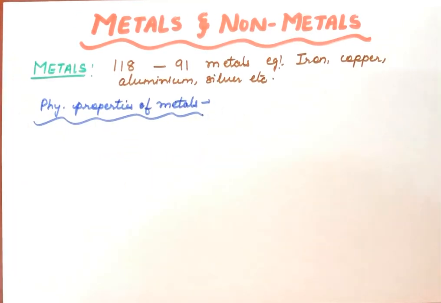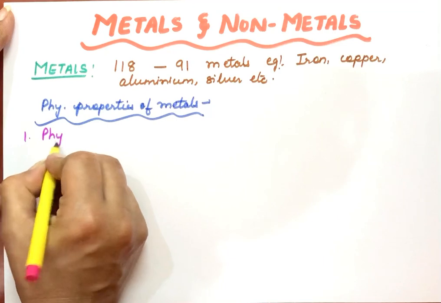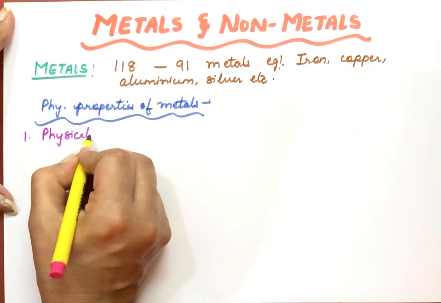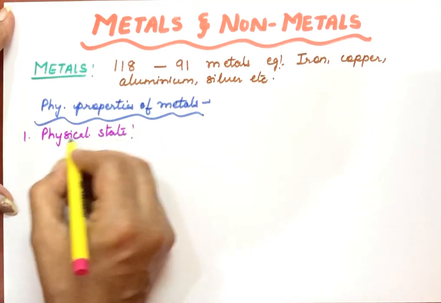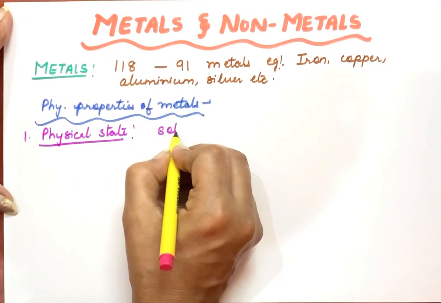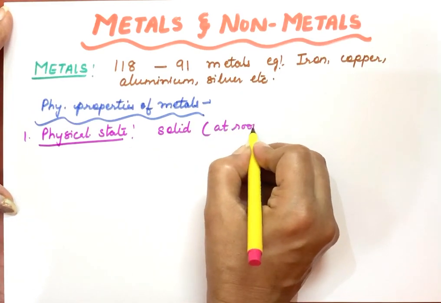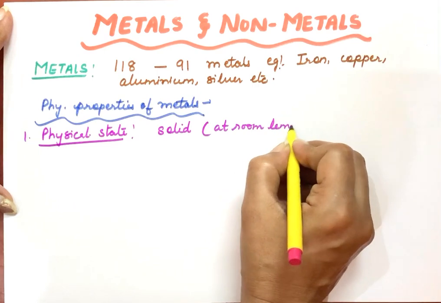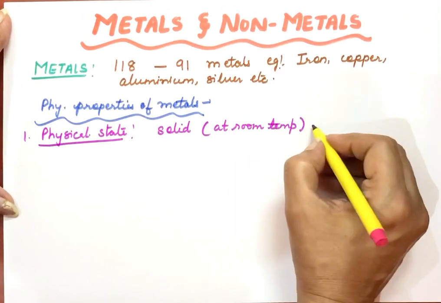In physical properties, the first property that we are taking is the physical state of the metals. Physical state means how it looks. What is the physical state? It is solid, liquid, or gaseous. So metals are in a solid state at room temperature, because when we heat them, of course, they will melt. So at room temperature, most of the metals are in a solid state.